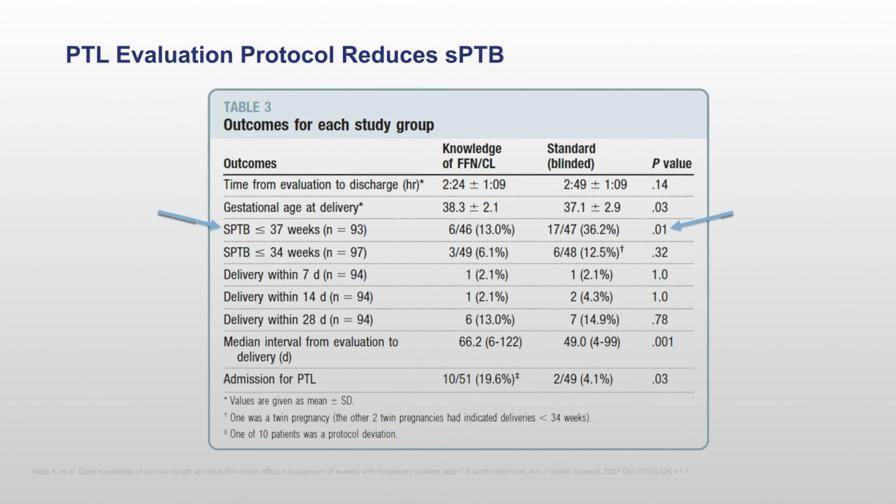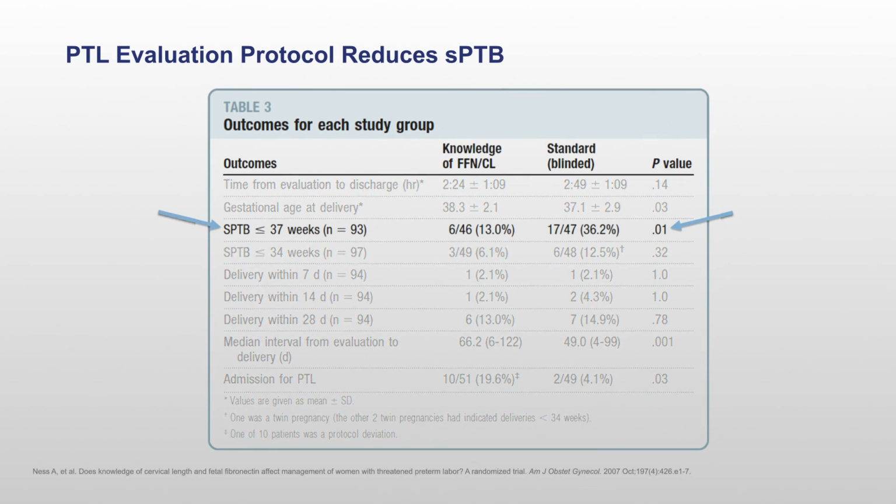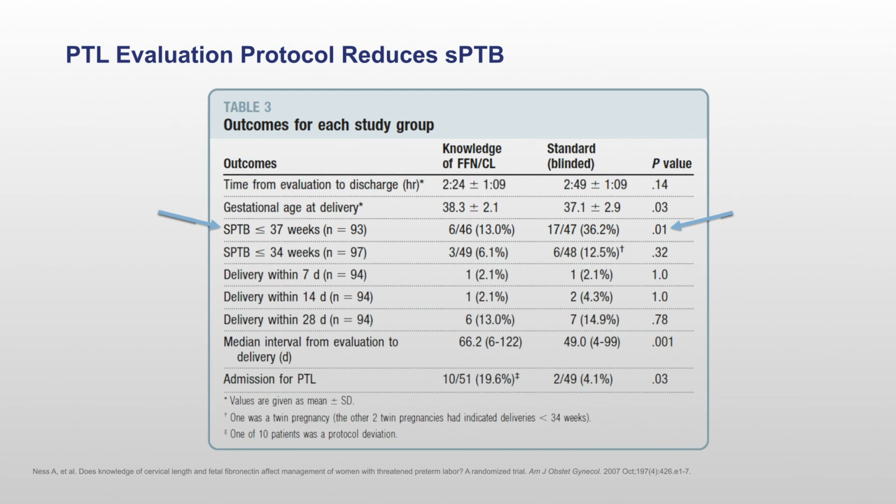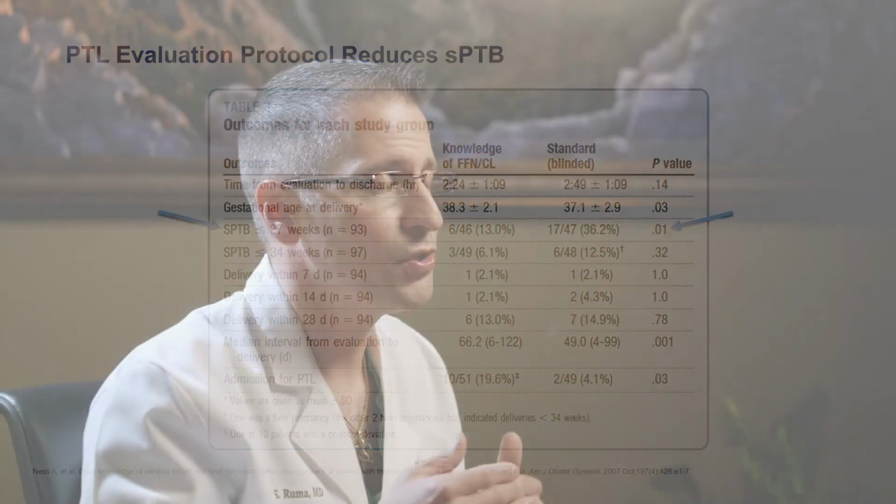This slide simply graphically shows you that in the patients that went through the protocol, 6 out of 46 of them had a spontaneous preterm birth, or 13%, versus the standard blinded group that went through a non-protocol setting, random haphazard approach, and they had a 36% preterm birth rate, less than 37 weeks. The takeaway, potentially protocols may actually help prevent spontaneous preterm birth in patients that present with symptoms of preterm labor.